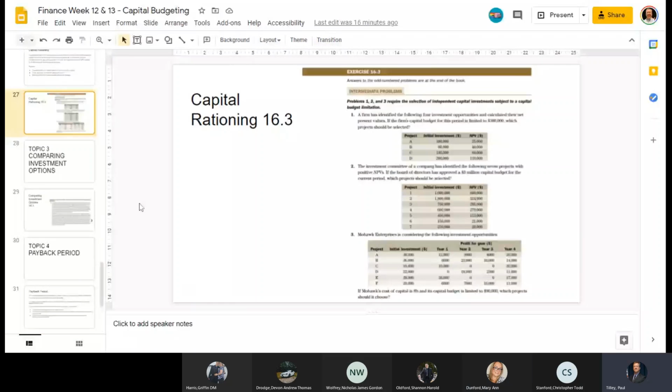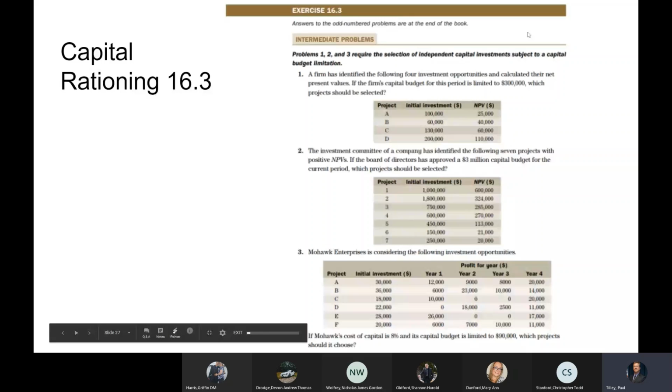No. I think that, if we look at number 2 here, just let me bring that up. So I think we can do this together. An investment committee of a company has identified the following 7 projects with net present values. If the board of directors has approved a $3 million capital budget for the current period, what projects should be selected?